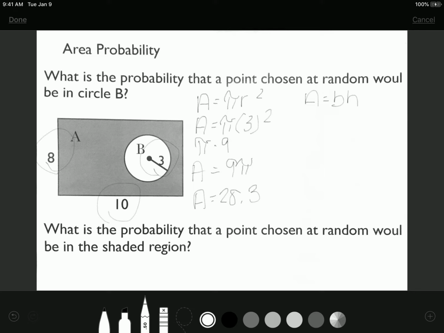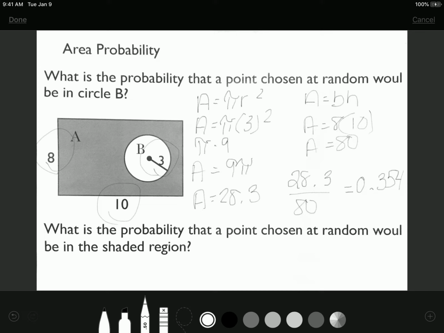All right. Now, area of rectangle, well, that's base times height. There's our 8, and there's our 10. So we're going to do 8 times 10. Our area is therefore 80. And then what we want to do is figure out the chance of getting in the circle versus the whole space. So we want to take 28.3 and divide it by 80. If we do that, we get 0.354.